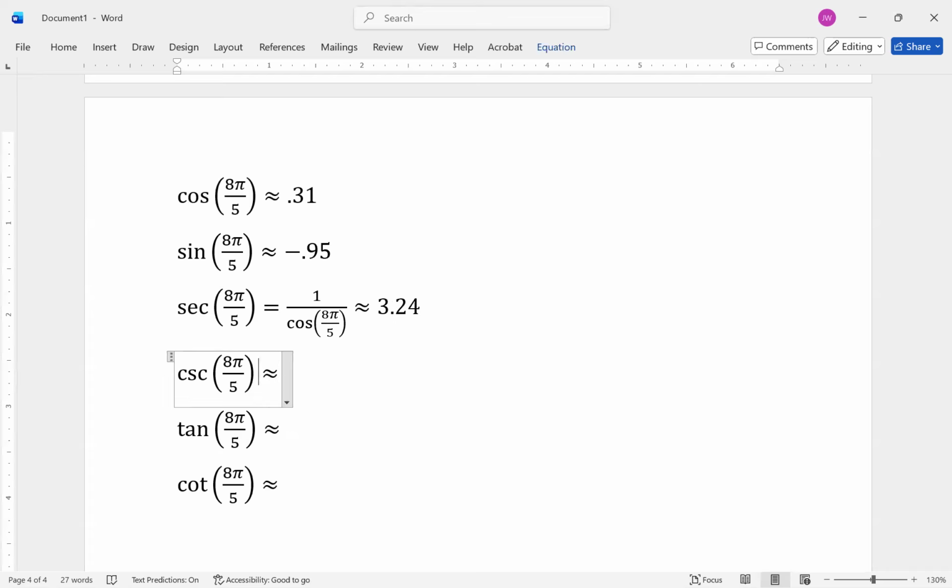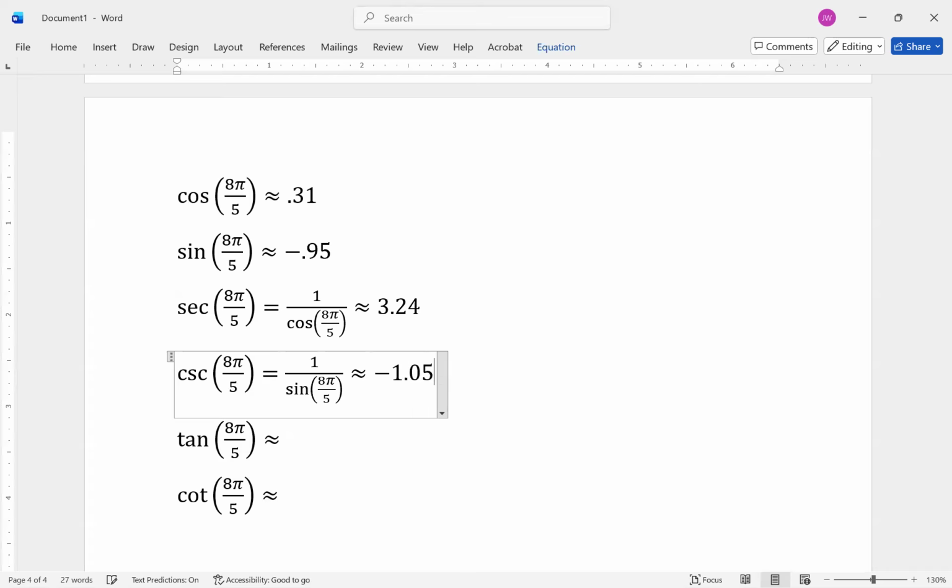In a similar way, cosecant is 1 over sine. That's what I'll be typing into my calculator. And that gives me a negative 1.05. I like to type this in directly. Don't use the rounded values. If you write 1 divided by 0.31, then you could really get thrown off. Use the exact values when you type them into the calculator.